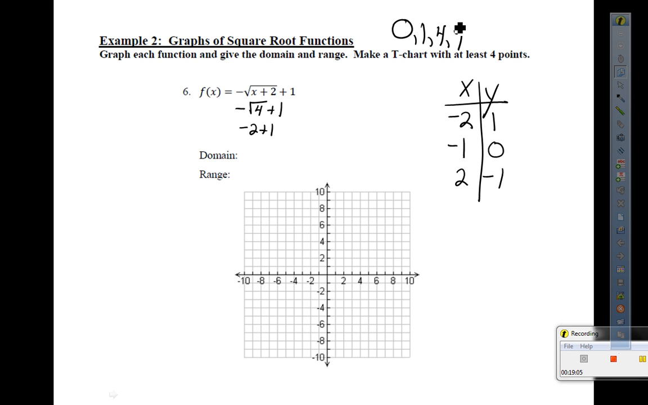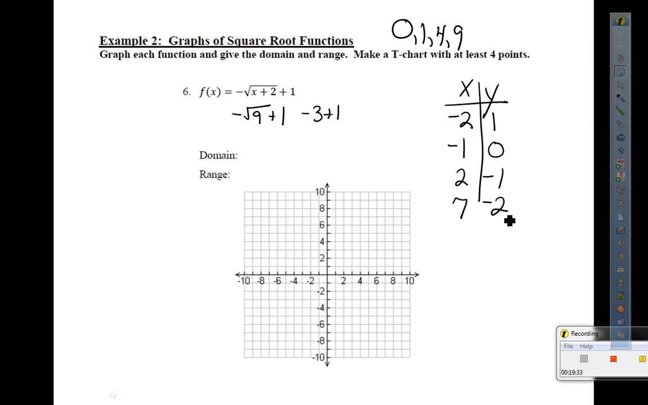And last but not least, let's pick on 9. Something plus 2 is 9. What's that something? A 7. 7 plus 2 is 9. Now let's go get this number. 7 plus 2 is 9, so I got the opposite of the square root of 9 plus 1. The square root of 9 is 3, so I got negative 3 plus 1 is going to be negative 2.